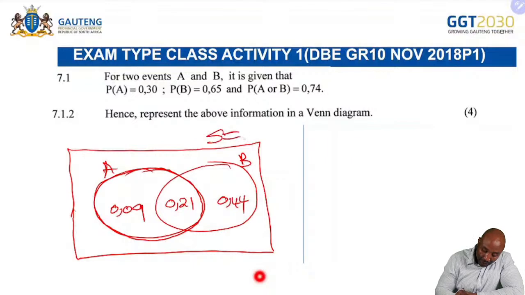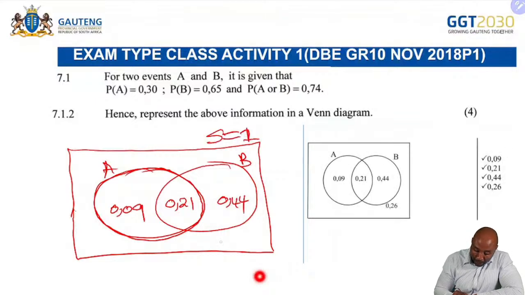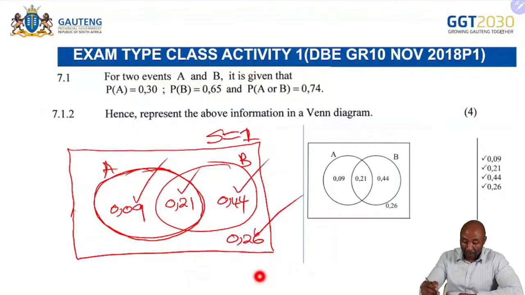Our sample space is equal to 1 because we are working with probabilities. And we will get our probability, when you add 0.09, 0.21, and 0.44, you subtract them from 1, you will find the probability of not A or not B, which will give us the probability of 0.26. And we are going to get a mark for that one, a mark for this one, a mark for that. In the correct positions, we'll get our 4 marks there.